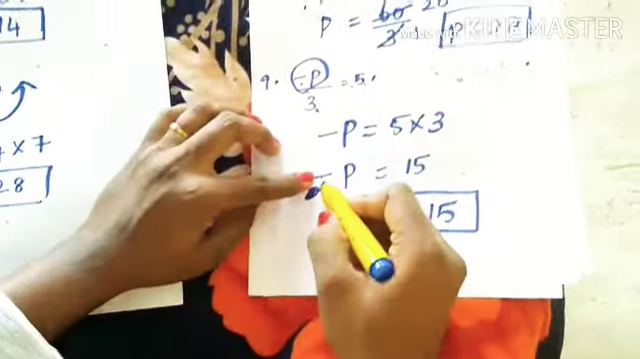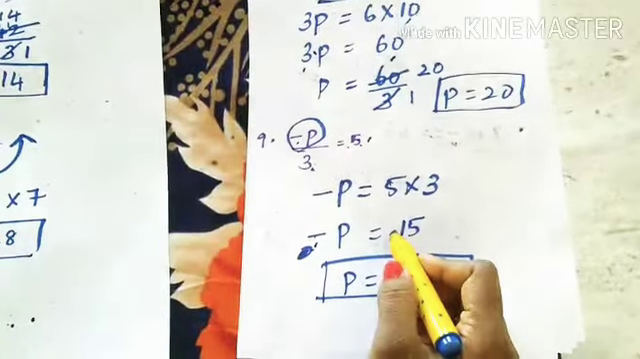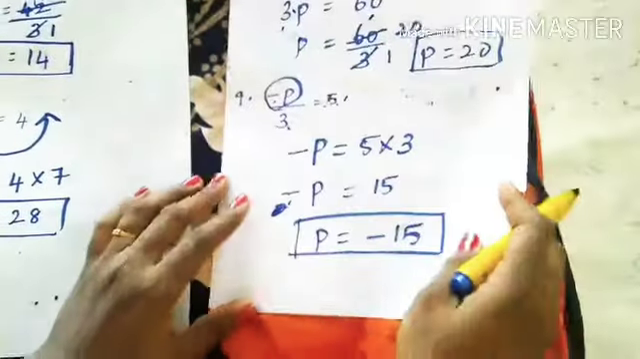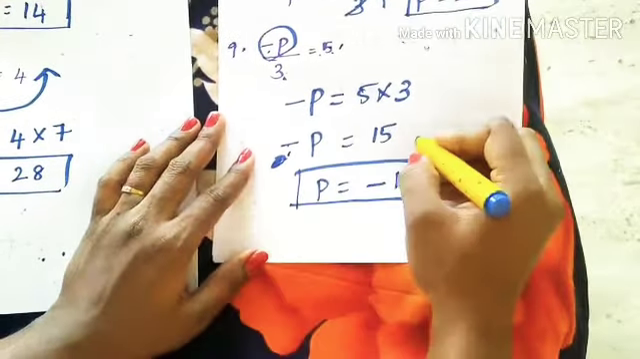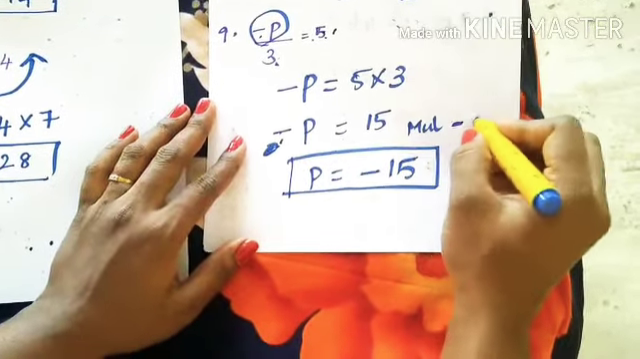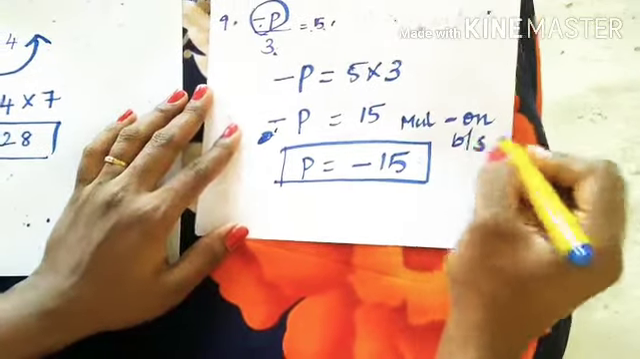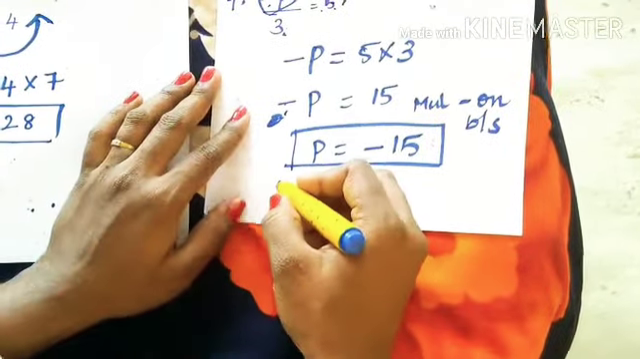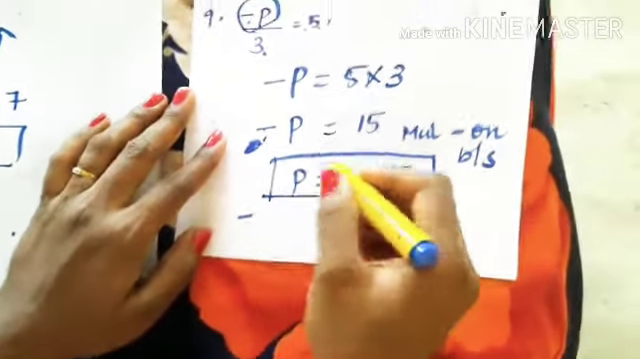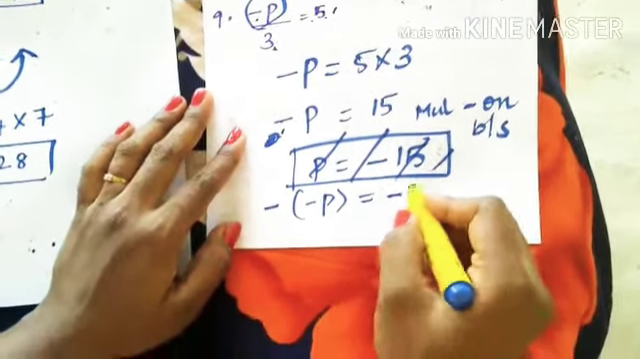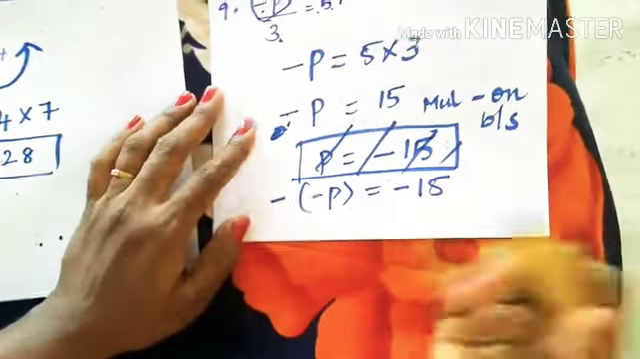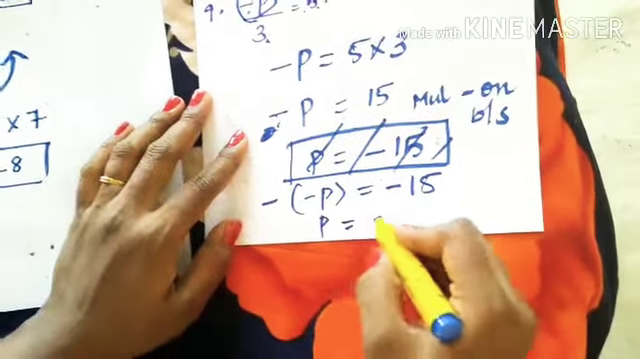So this minus will go to this side. It is like multiplying minus sign on both sides. When you multiply minus on both sides, minus of minus p is equal to minus 15. So minus minus becomes plus. So p is equal to minus 15.